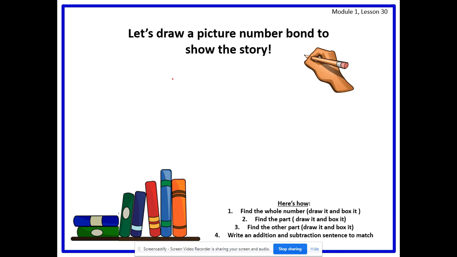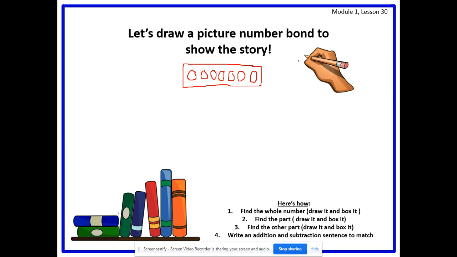Ready? We're going to draw 7 circles in a straight line. Ready? 1, 2, 3, 4, 5, 6, 7. We draw it and then we box it. Remember, you're not circling them. You're putting a box around them, just like this. Go ahead and do that.